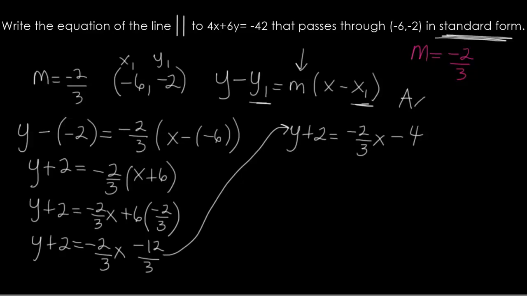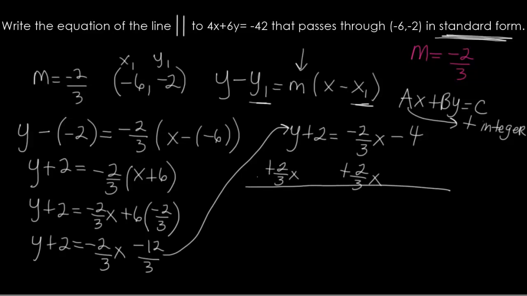What is standard form again? ax plus by equals C, where A is a positive integer. So let's go. We need to get it into this format. Notice A needs to be positive. A is our x term. So how about we move this 2/3 x to the opposite side of the equation? That would be a good first step. So 2/3 x, what do I have left on this side of the equation? I have y plus 2, this would cancel out, equals negative 4 plus 2/3 x.